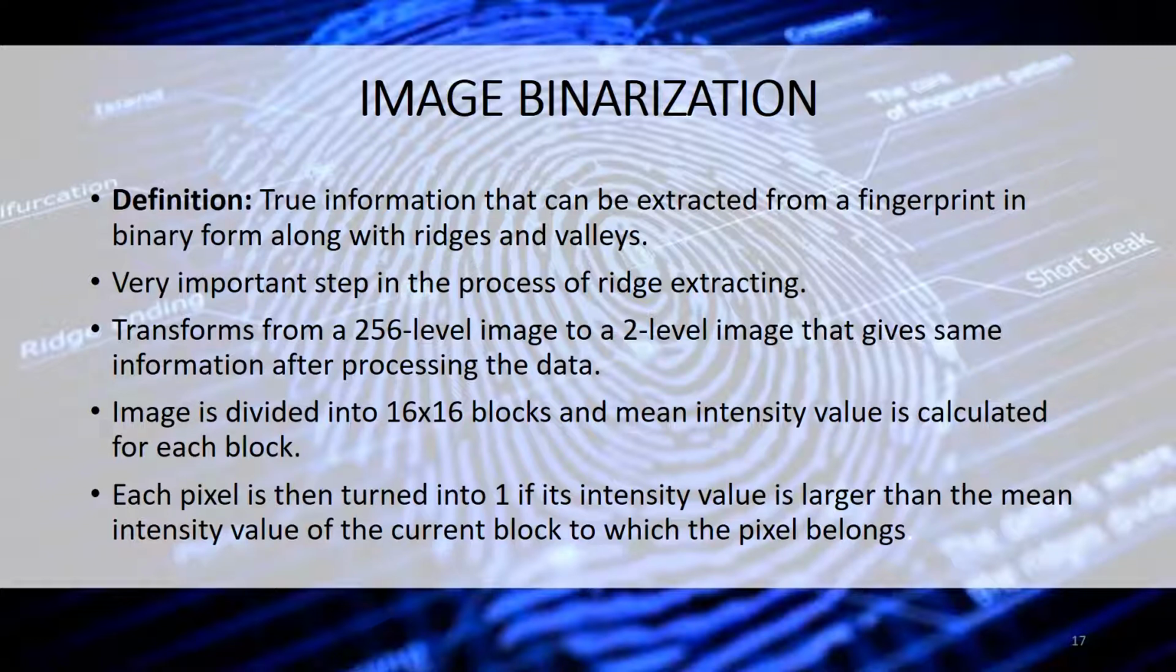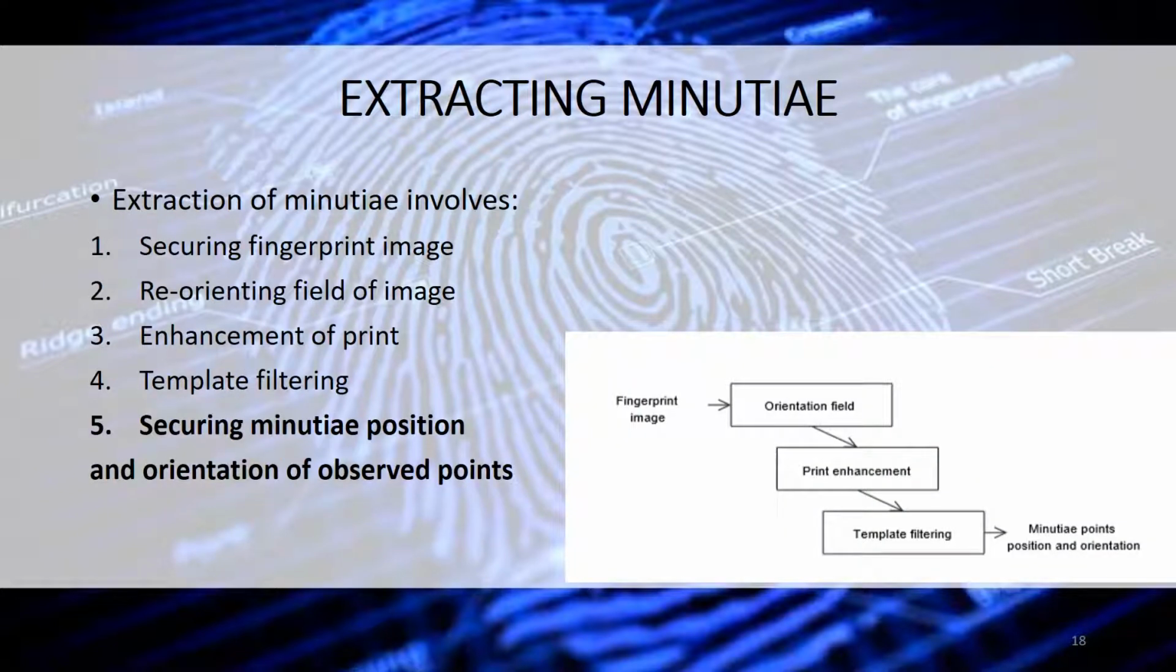Image binarization. This is the true information that can be extracted from a fingerprint in a binary form, along with the ridges and valleys. It's a very important step in the process of ridge extraction. It transforms a 256-level image to a 2-level image that gives the same information after processing the data. The image is divided into 16 by 16 blocks, and the mean intensity value is calculated for each of those blocks. Each pixel is then turned into 1 if its intensity value is larger than the mean intensity value of the current block to which the pixel belongs. If not, it's not.